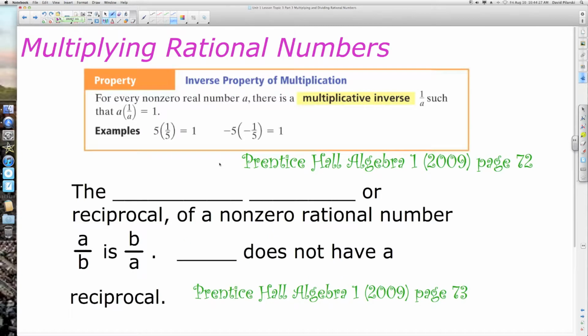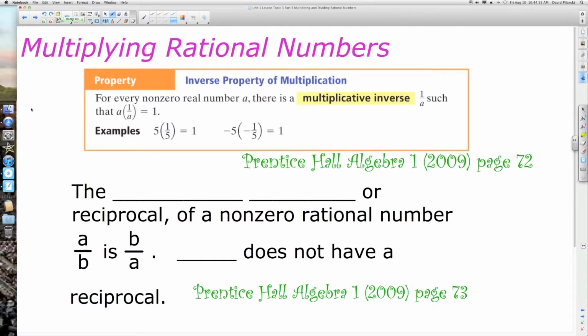Here we have to talk about a property, the inverse property of multiplication. For every non-zero real number a, there is a multiplicative inverse 1 over a such that a times 1 over a is equal to 1. Basically, the multiplicative inverse is the reciprocal of a given number. In this case, we have 5 times 1/5 is equal to 1.